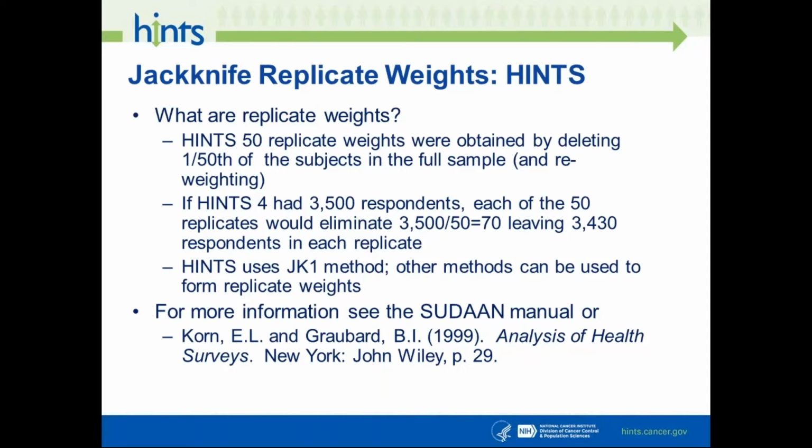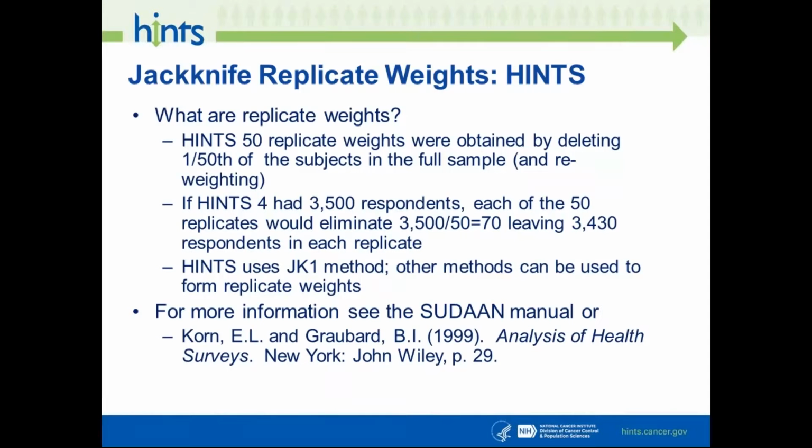Since HINTS 4 had 3,500 respondents, you eliminate about 70 people from each replicate. And actually, you're not deleting them, I should say. You're actually giving them a weight of 0. So basically, you're just leaving them out of that replicate. And then you reweight to get up to your population values.